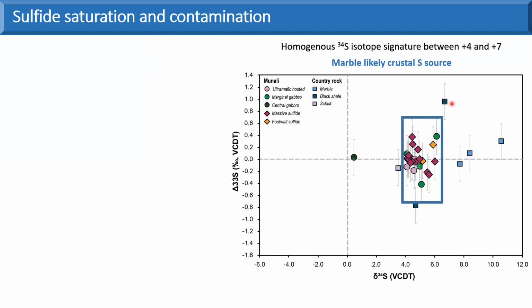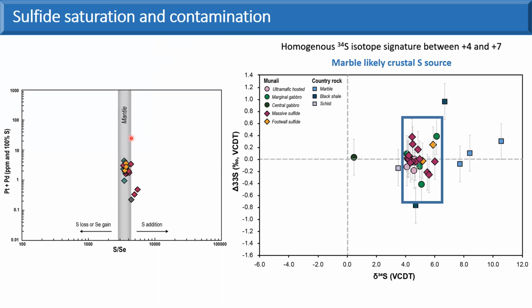Black shale, although it shows similar delta 34, is actually out of range within error from cap 33, so it's unlikely to be the main contaminant, with the most likely being sulfur from the direct marble host rocks, which show heavy sulfur 34 signatures, suggesting that we've got a mixing of a crustal component with a potentially magmatic component. So here's all evidence that we've got a crustal sulfur contamination forming the ore body.